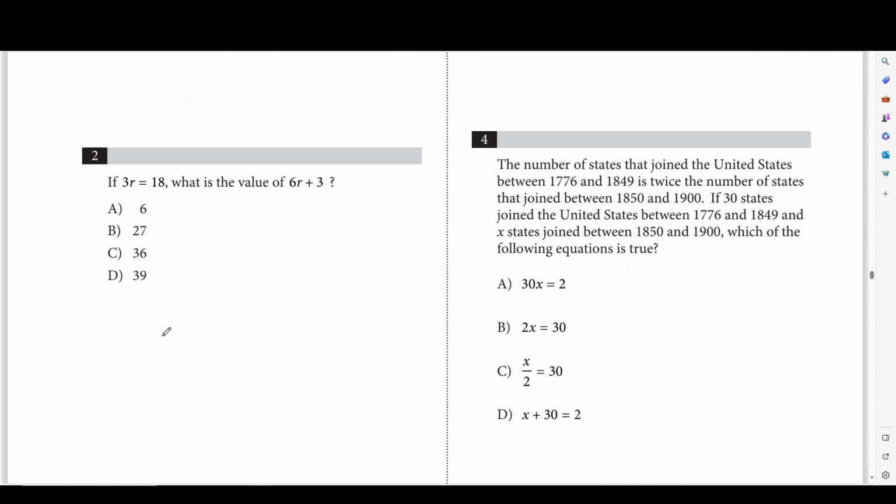If we move on to number 2, it says if 3r is equal to 18, what's the value of 6r plus 3? Here we're given 3r is equal to 18. We can solve for r. If we divide by 3 on both sides, we get r is equal to 6. And now we can plug this value of r into this expression right here, right? So we have 6r, which is the same thing as saying 6 times 6 plus 3. Right, PEMDAS, multiply first, so we're left with 36 plus 3, which is going to equal 39.